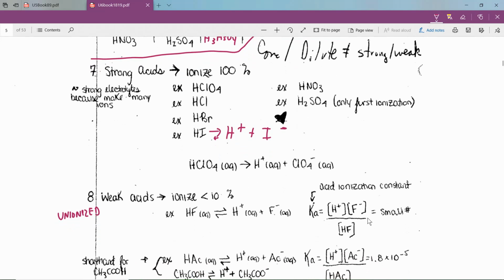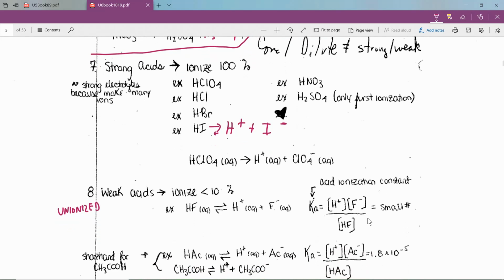And here we see acetic acid, HAc goes to H plus plus Ac minus, is my shorthand way to write it. And my Ka is going to be H plus times Ac minus over HAc. That turns out to be 1.8 times 10 to the minus 5. I forget what HF is now. You can fill it in and send me a message and give me the Ka for HF. Sounds good? I think so.